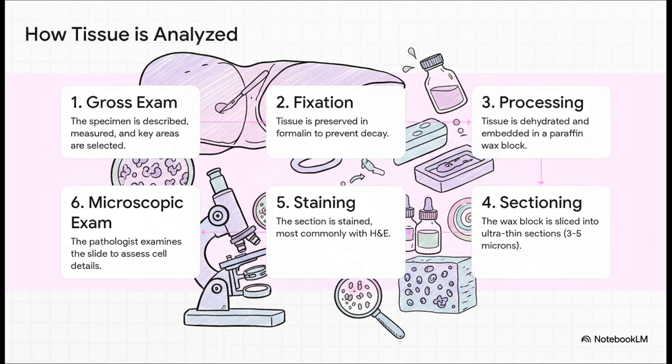Then that tissue gets fixed in formalin, which basically freezes it in time so it can't decay. From there, it's processed into a solid wax block, sliced thinner than a human hair, and finally stained. That classic pink and blue H&E stain, that's the workhorse of pathology. It turns the cell nuclei blue and the cytoplasm pink. It's only after we turn living tissue into a stable, color-coded map that the real detective work can begin.